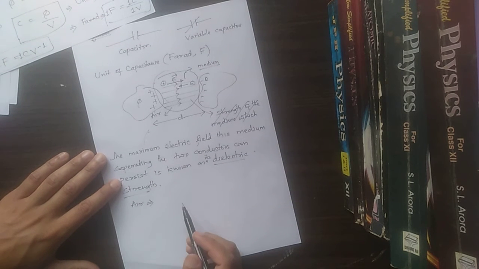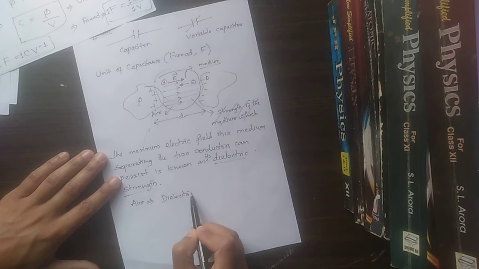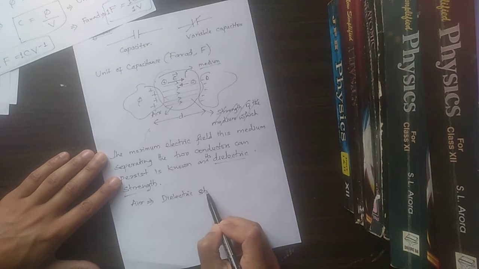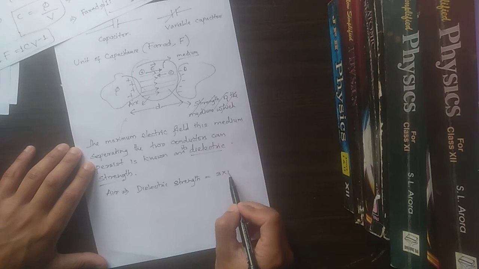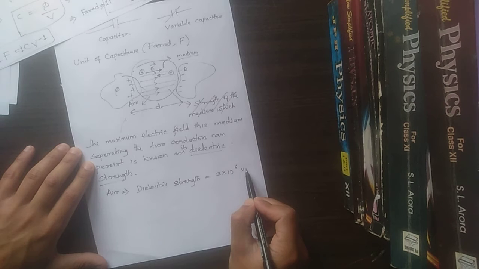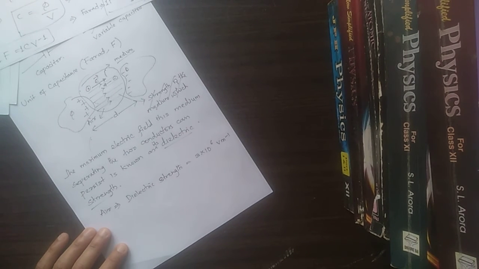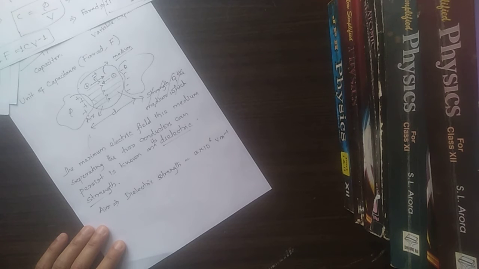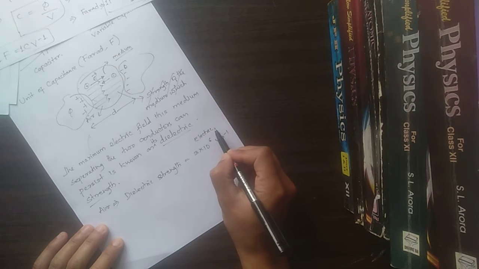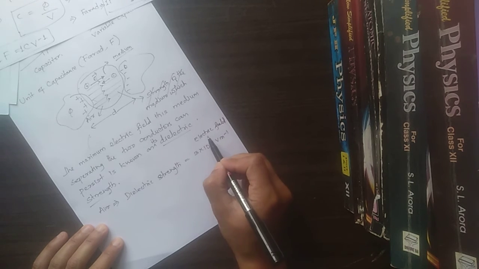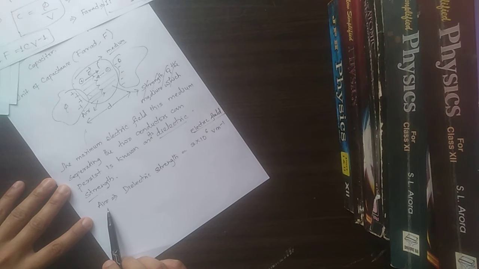its dielectric strength, the dielectric strength for air, is 3 into 10 to the power 6 volt per meter. So the dielectric strength for air is 3 into 10 to the power 6 volt per meter. What is this? This is the value of the maximum electric field this medium air can persist.